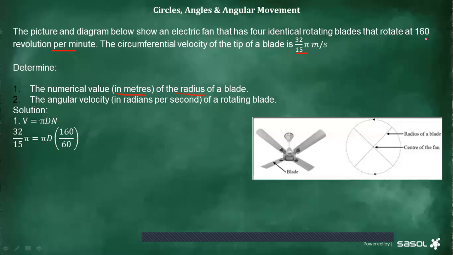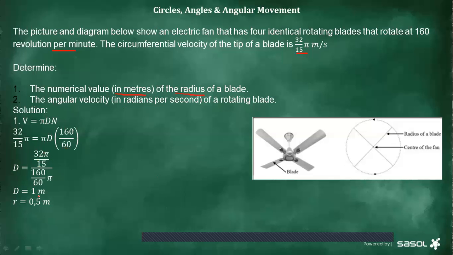It is given as 160 revolutions per minute, but now we need to convert it to seconds. Hence we divide 160 over 60, and then we divide both sides by pi times 160 over 60. This is what you do so that you can make d the subject of the formula. You press your calculator, the answer is going to be 1 meter. 1 meter, that is the diameter. And we agree that radius is half of that, so it's going to be 0.5 meter. So that is the radius.